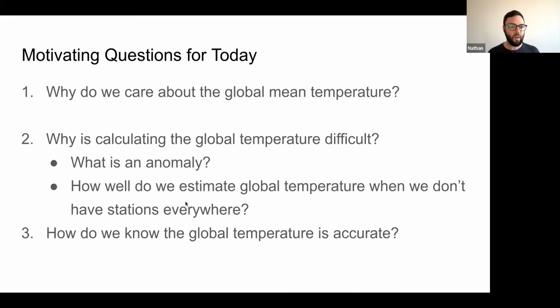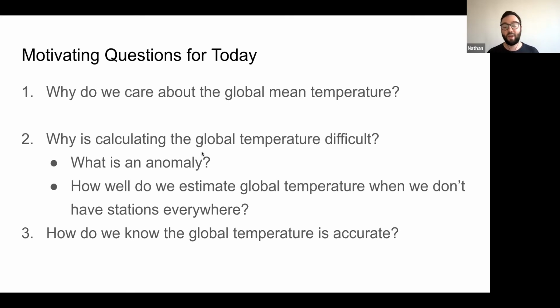And so I've come up with a few motivating questions for today that I'll answer throughout these 45 minutes. The first is taking a step back and thinking about some of the physics at play here and asking the question, why do we actually even care about the global mean temperature? What does it mean for our climate system? The second question is why is calculating the global temperature difficult? And I gave you a little bit of a preview of that already.